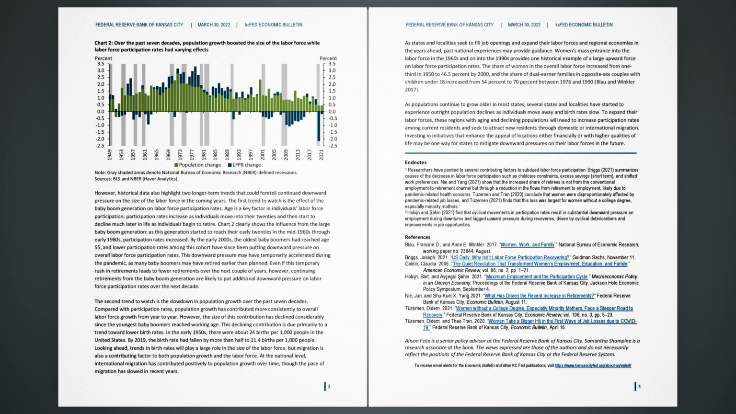As populations continue to grow older in most states, several states and localities have started to experience outright population declines as individuals move away and birth rates slow. To expand their labor forces, these regions with aging and declining populations will need to increase participation rates among current residents and seek to attract new residents through domestic or international migration. Investing in initiatives that enhance the appeal of locations either financially or with higher qualities of life may be one way for states to mitigate downward pressures on their labor forces in the future.